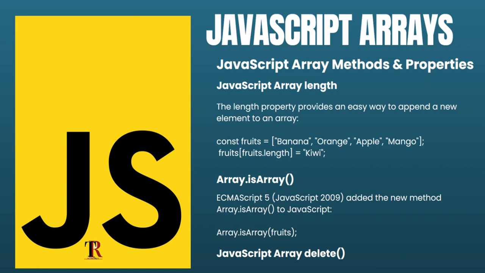So the length property provides an easy way to append a new element to an array. You can see an example right here on my screen: banana, orange, apple, and mango. And so now, what is being done here is that the length property is being passed inside the bracket notation into the name of the array, and then the new element that wants to be appended to this existing array is then given as a value to that length property that is already applied on the array name.